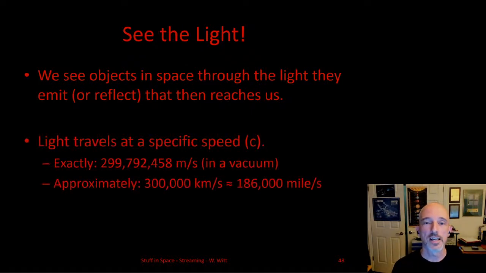And it turns out that light travels at a very specific speed. It's exactly 299,792,458 meters per second in a vacuum. But it's also hard to say, so we tend to abbreviate or approximate it as 300,000 kilometers per second, or about 186,000 miles per second. So that is the speed of light in a vacuum.